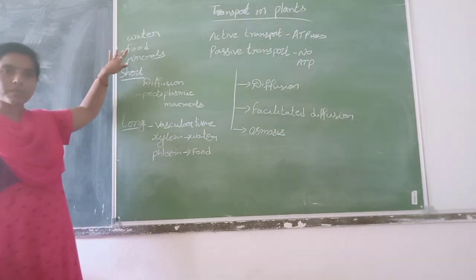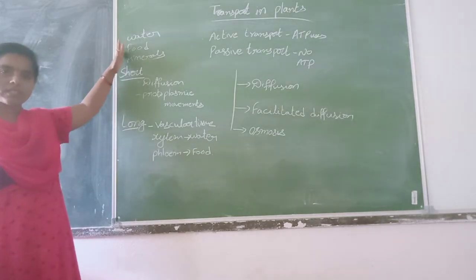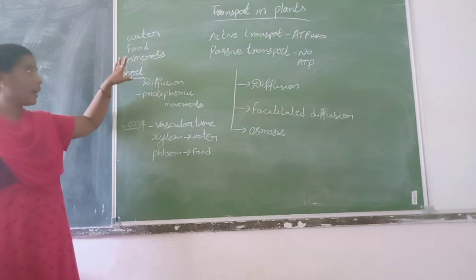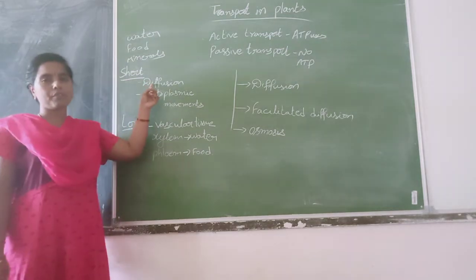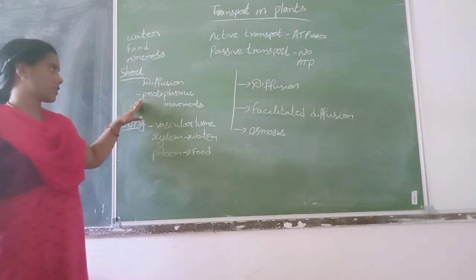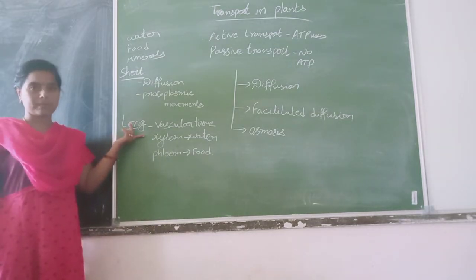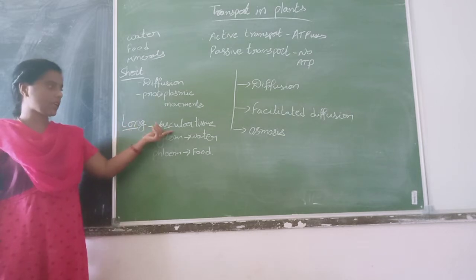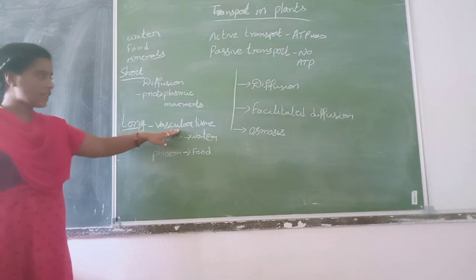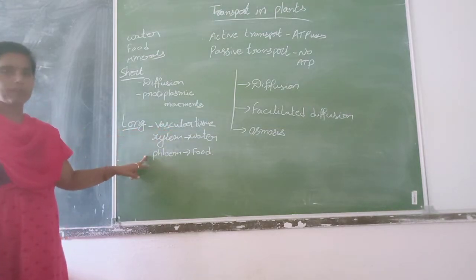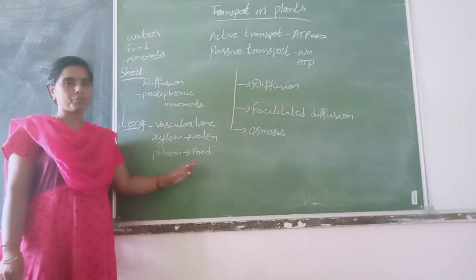These three substances, water, food material and minerals, are transported in the plant body. They can be transported for short distances by diffusion and protoplasmic movements. For long distances in tall trees, there is a special tissue to transport the substances, that is vascular tissue. Vascular tissue includes xylem and phloem. Xylem transports water, phloem transports food material.